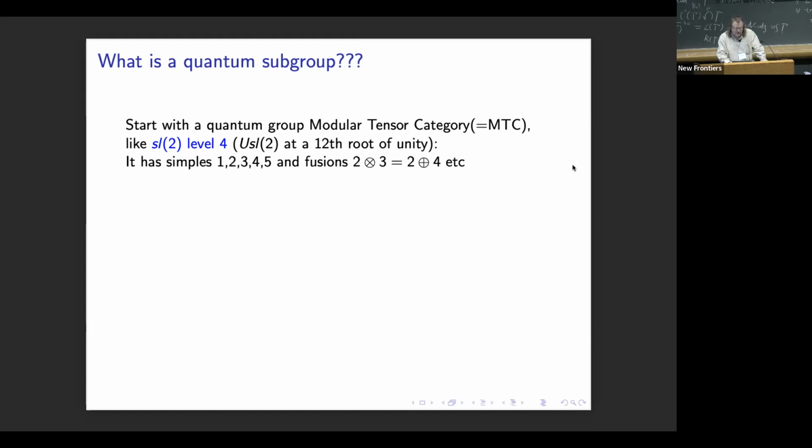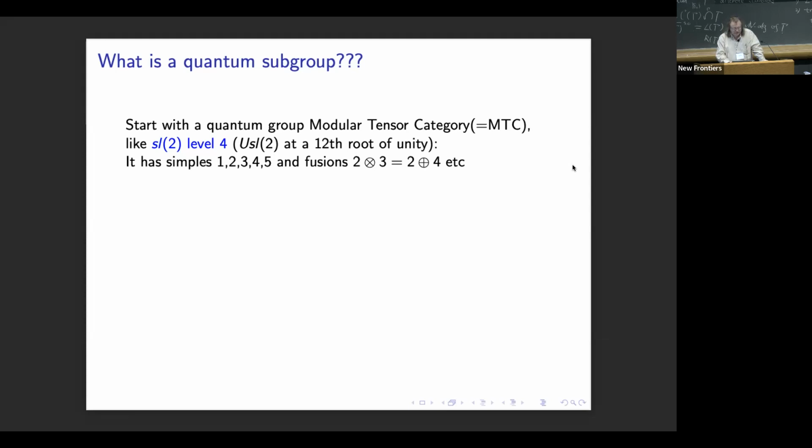So the first example is going to be SL2 at level 4. I dropped a Q from my U_q SL2, but Q will be specialized to a 12th root of unity. So 12 is 2 times 4 plus 2, and this has anyons, simple objects that I'm labeling by the dimension of the corresponding SL2 representation. So 1 is going to be the tensor unit. 2, 3, 4. So 2 will be the fundamental representation, et cetera.